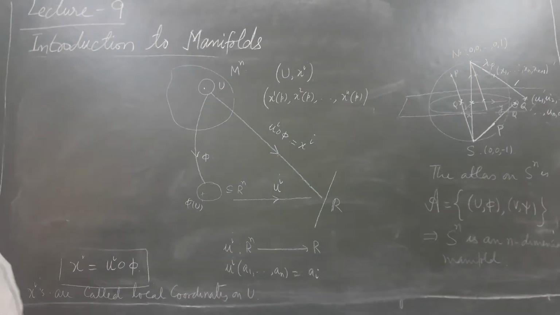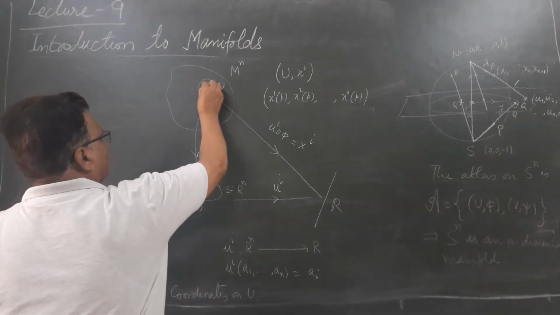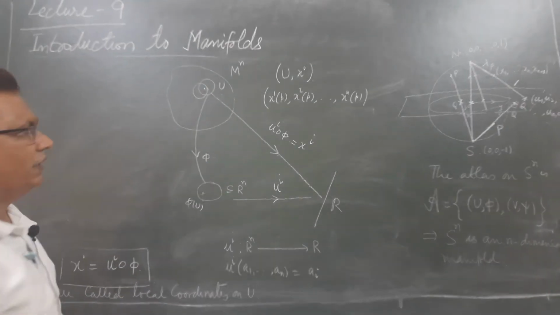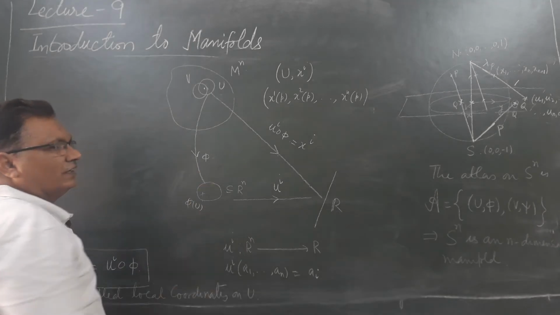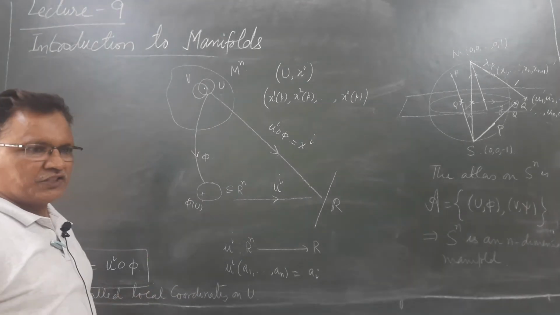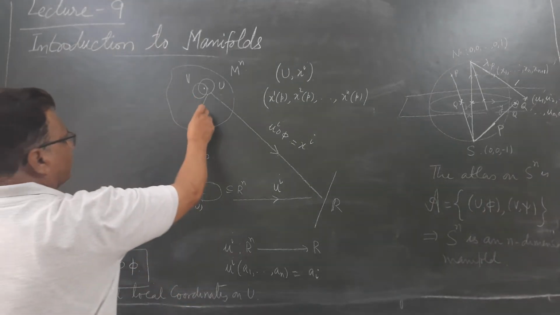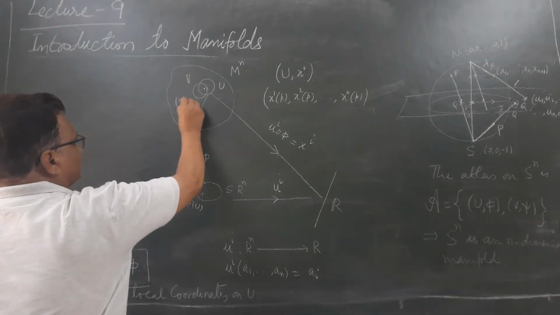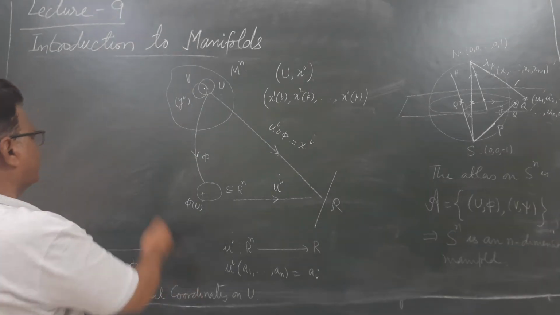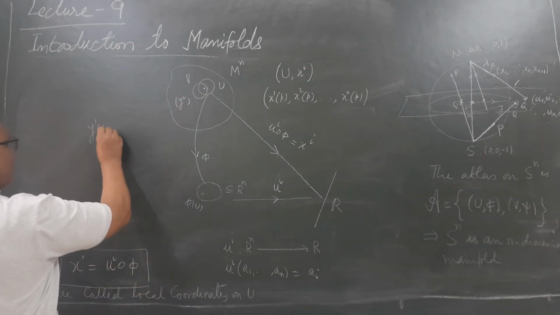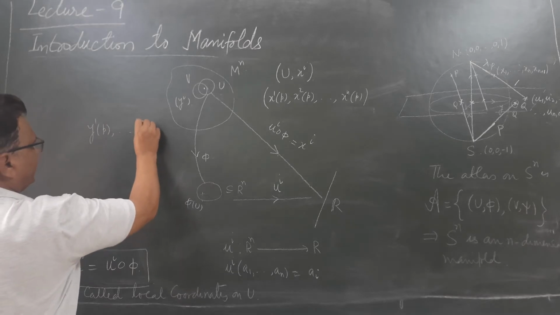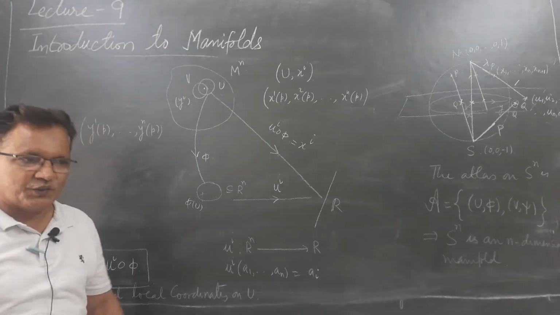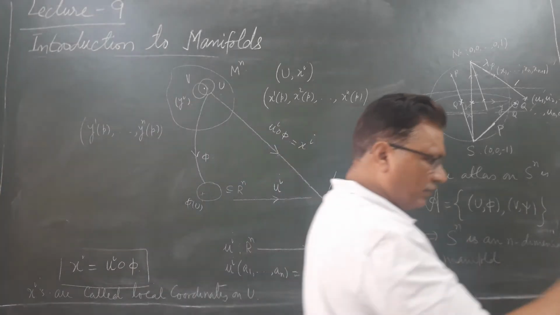Now what will happen is that this point may belong to some other coordinate neighborhood also. Let us say V is another coordinate neighborhood which contains P, and suppose the coordinate system around V is yi. Now you will say that y1(p), y2(p), ..., yn(p) are the local coordinates of the point P. So now you have got two coordinates of a single point.